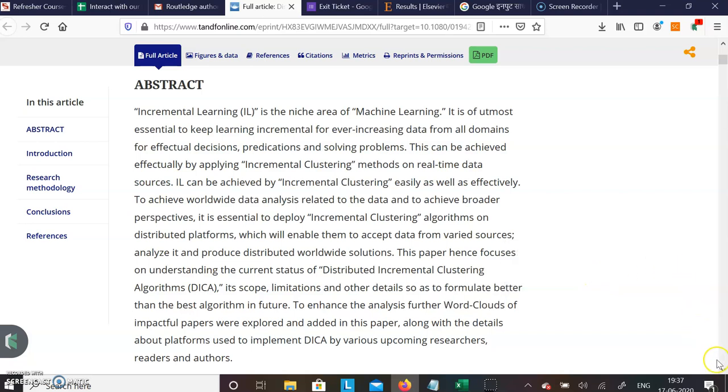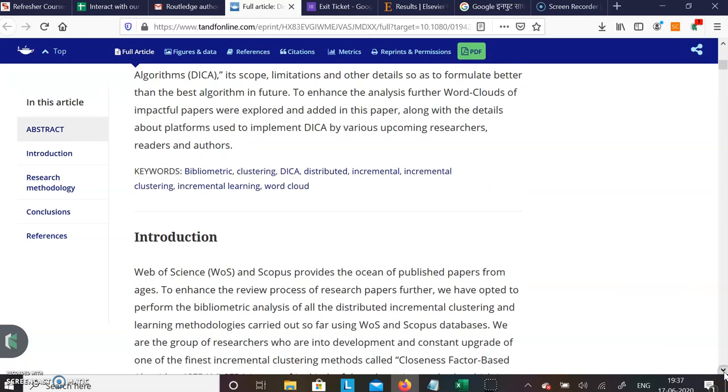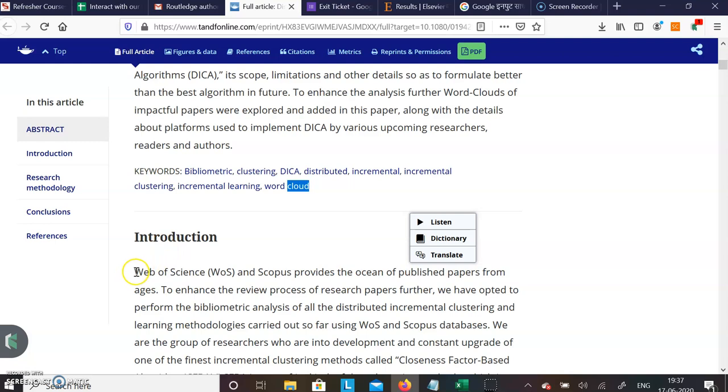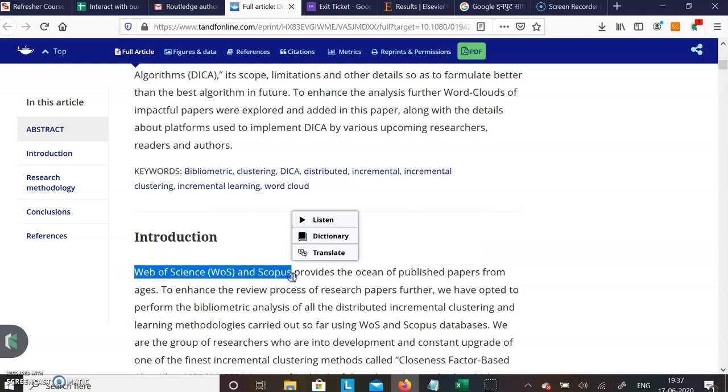Now, as I said in the title, the word cloud analysis is also given as a part of this paper. So let's see why the word cloud and where it is exactly given in the paper. I'm walking you through the actual published paper, my dear friends. Here are the keywords which we have used while performing the bibliometric analysis: bibliometric, clustering, DICA, distributed, incremental clustering, incremental learning, and word cloud. We have made use of two primary databases of published papers, Web of Science and Scopus, to begin with for the bibliometric analysis.